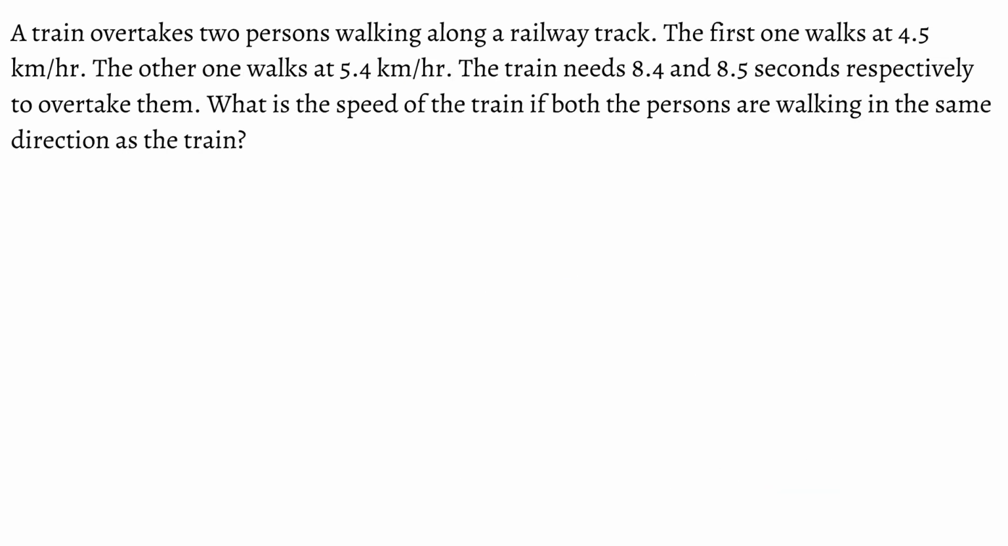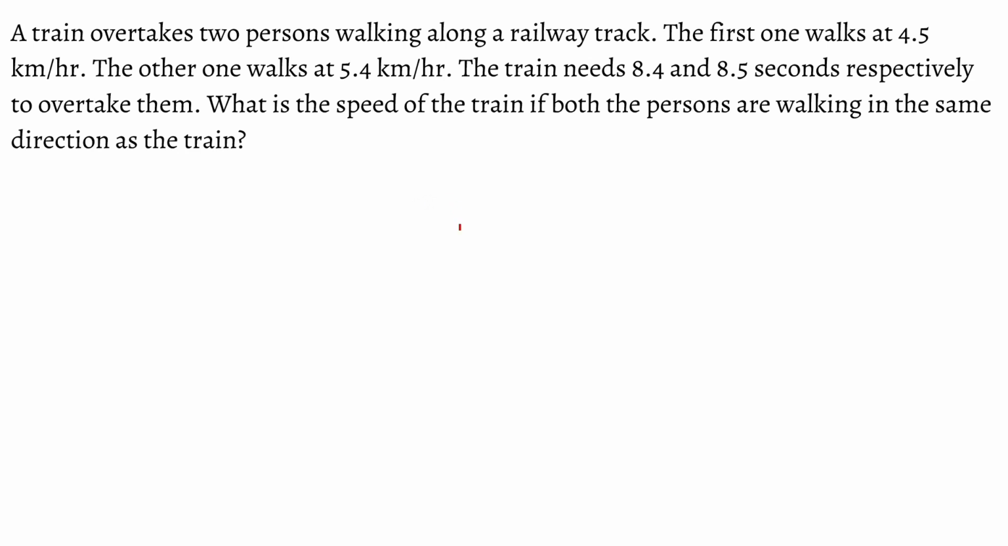Okay, let's move on to the next one. A train overtakes two persons walking along a railway track. The first one walks at 4.5 km per hour. The second one walks at 5.4 km per hour. The train needs 8.4 and 8.5 seconds respectively to overtake them. What is the speed of the train if both the persons are walking in the same direction as the train?